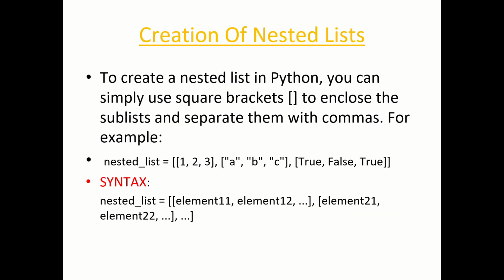How to create a nested list? To create a nested list in Python, you can simply use square brackets to enclose the sublists and separate them with commas. Let's see the example given below. nested_list = [[1, 2, 3], ['A', 'B', 'C'], [True, False, True]]. The syntax for the nested list is nested_list = [[element 1,1, element 1,2], [element 2,1, element 2,2], and so on].